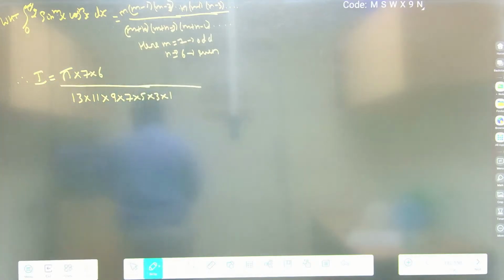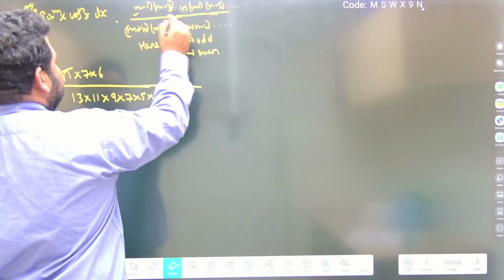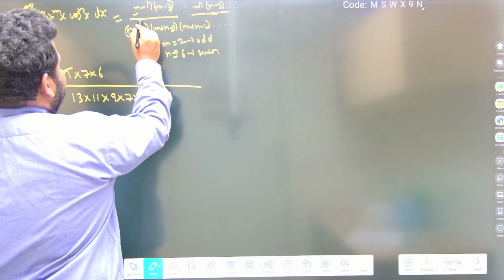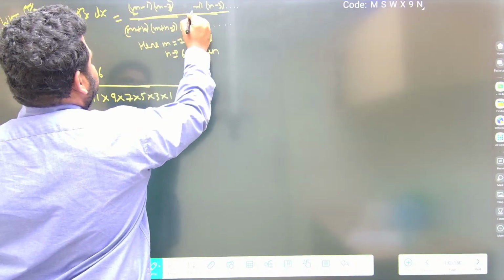What is the formula that we have? M minus 1, m minus 2, this is the formula we will have. Correct now? This is not m into, this is m minus 1 only. Here m won't come, here n won't come. So please be careful with the formulas. Cross verify whether it is correct or not. This is m minus 1 only. This is n minus 1 only.